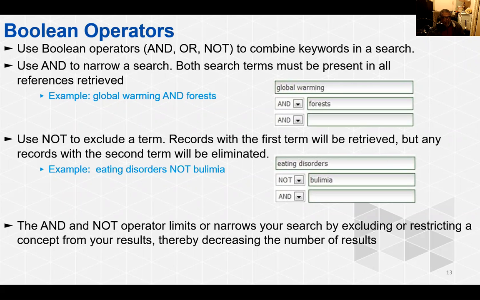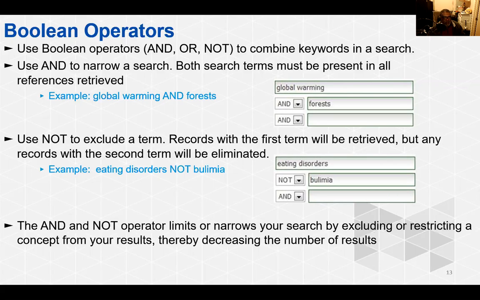Use the and to narrow a search. Both search terms must be present in all references retrieved. For example, global warming and forest.